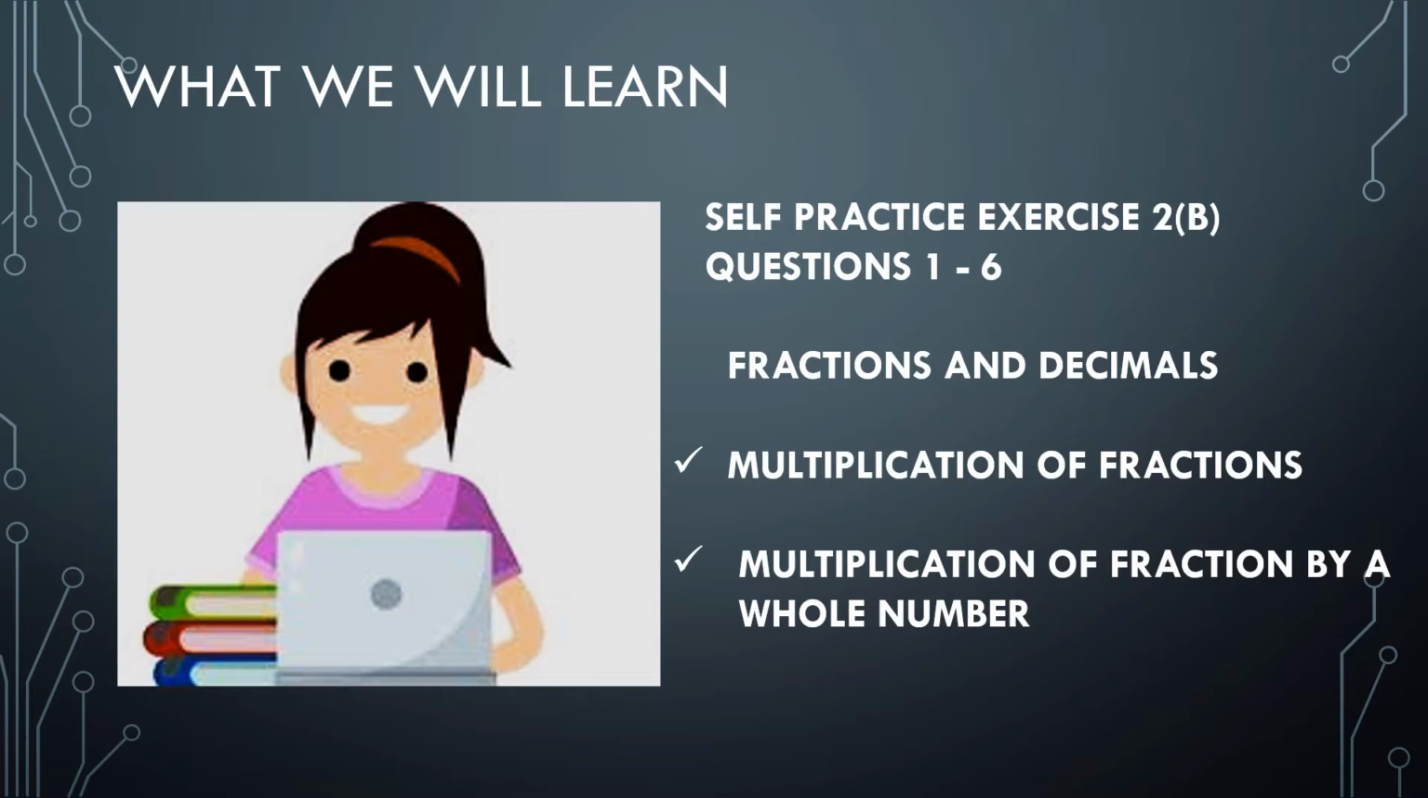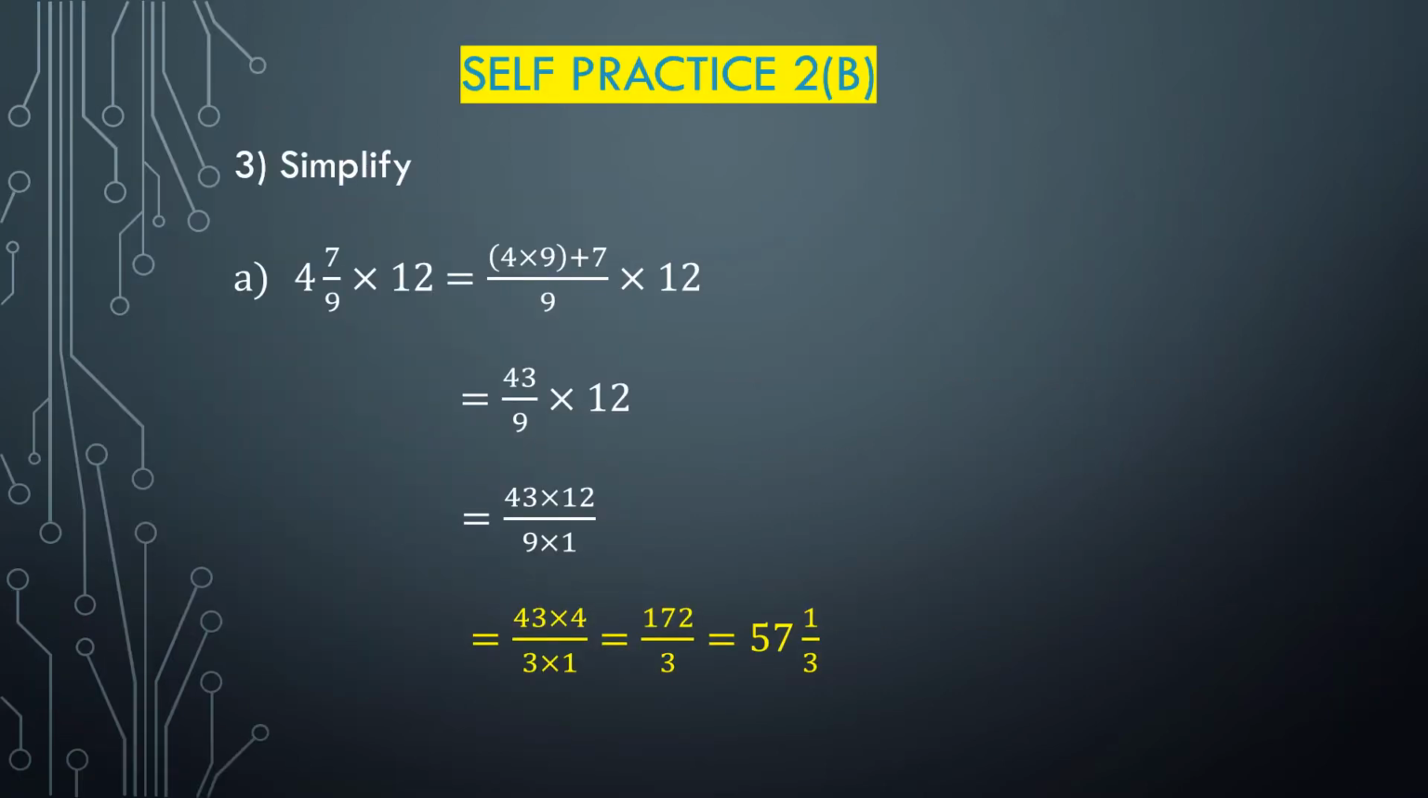Let's solve some questions. Now we solve question number 3. Question number 3 is simplify. First, part A is 4 7/9 multiplied with 12, the product of a mixed fraction and a whole number. First we have to convert this mixed fraction 4 7/9 into an improper fraction.